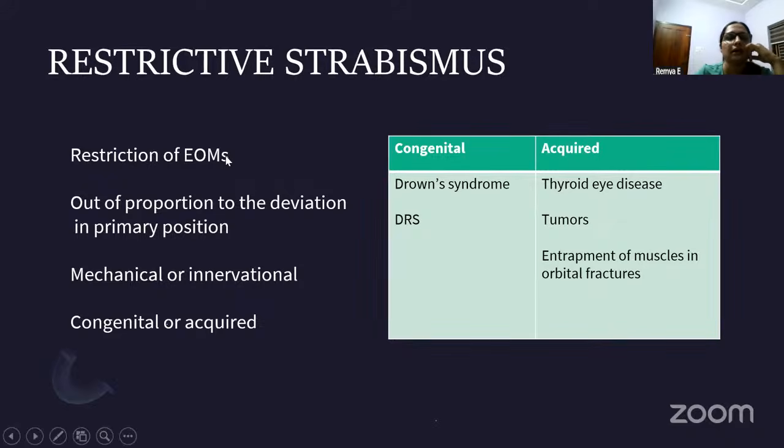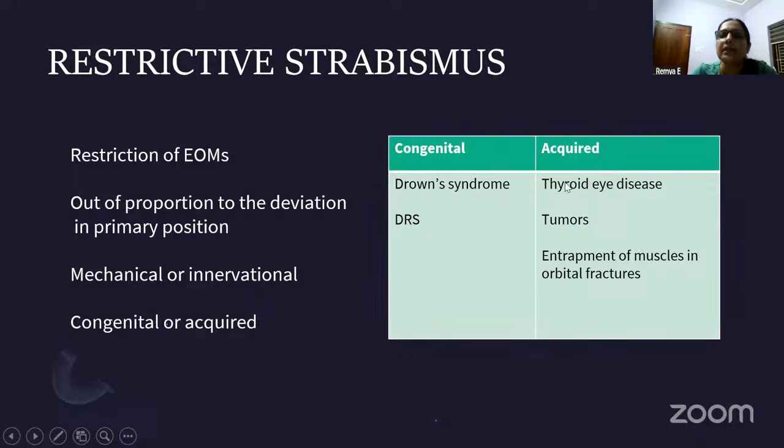Restrictive strabismus, I told, is restriction of extraocular muscles, but here the restriction is out of proportion to the deviation in primary position. Sometimes you can have an orthotropic patient with a -4 abduction. So that is the difference between a paralytic and a restrictive strabismus. It could be mechanical, congenital or acquired. You can have these CCDs, that is, congenital cranial dysinnervation disorders. Disorders like Duane's retraction syndrome and Brown syndrome, all come under these CCDs.